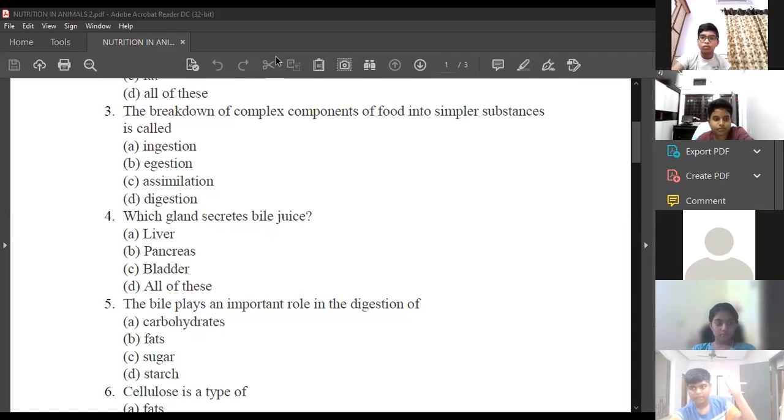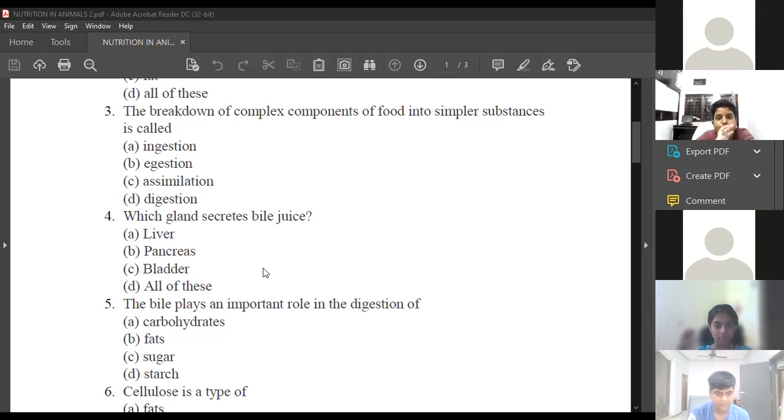Shiva, where will the bile juice be stored? Bile juice is secreted by the liver itself. Okay. But it will be stored in some other place. What is that place name? Next one, Sri Vallabha. Sir, it will be stored in the gallbladder. Gallbladder. Okay, good. Bile juice will be stored in the gallbladder.